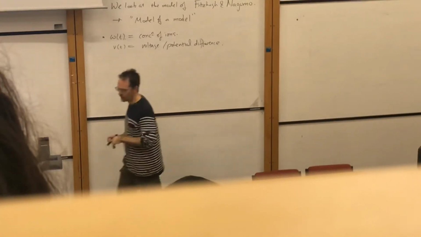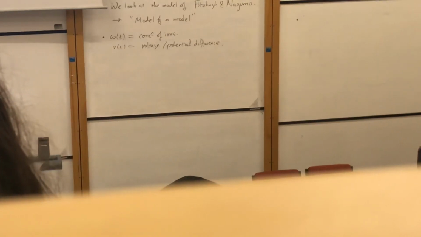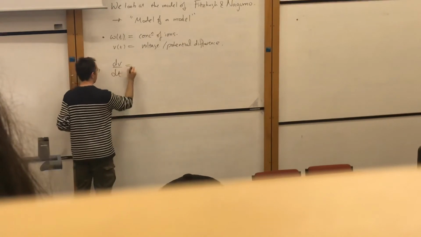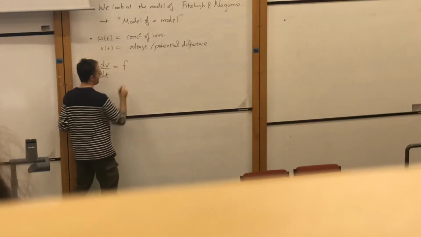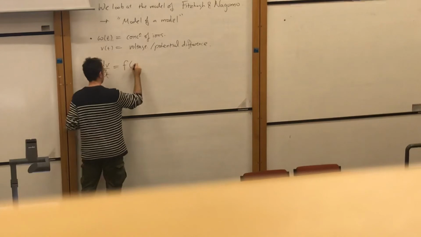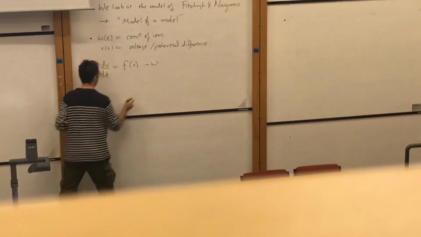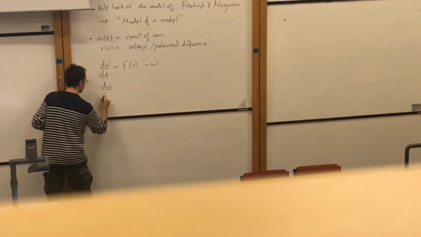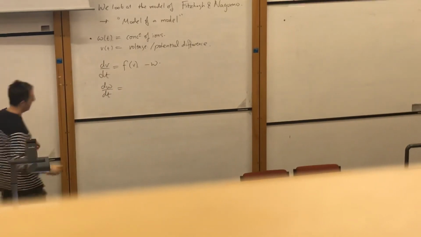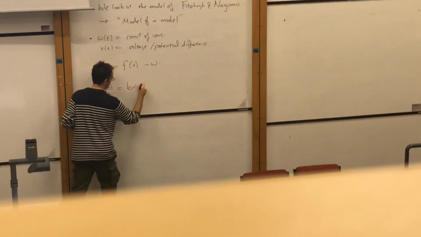Okay, so those are my two key variables, and the equations look very simple. dV by dt is going to be some function f of V, and dW by dt is going to be b times V minus gamma W.